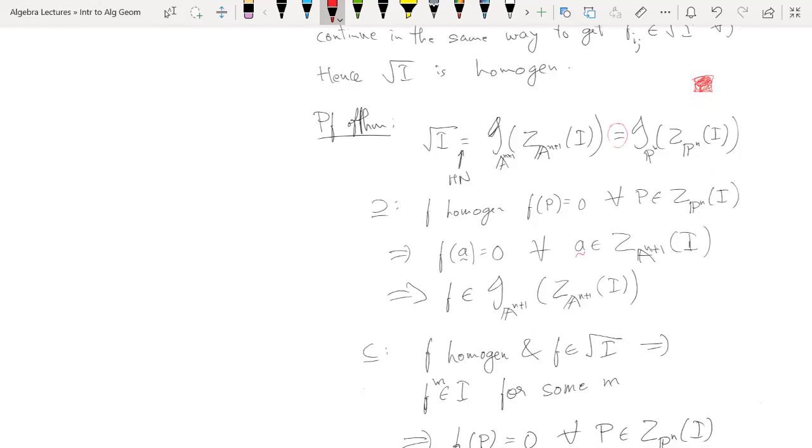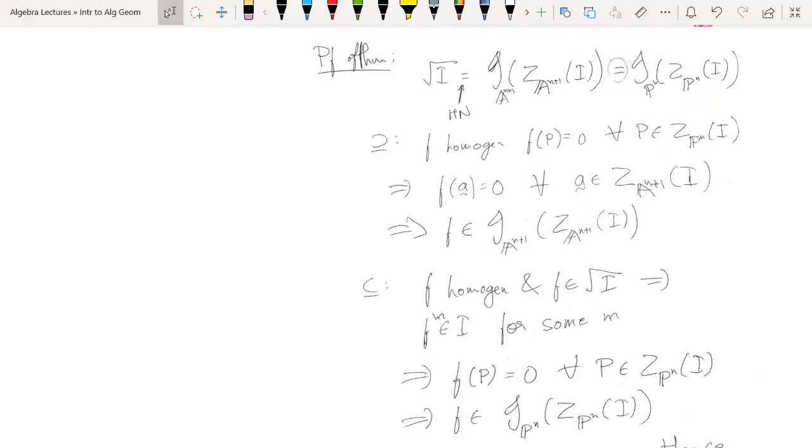Since f vanishes at everything in Z_{A^{n+1}}(I), then of course f belongs to I_{A^{n+1}}(Z_{A^{n+1}}(I)), the ideal of definition of Z_{A^{n+1}}(I), which is the same as radical I. So we have this containment, which is the same as radical I by the Hilbert Nullstellensatz. That gives us one containment, and for the other containment, we take something.